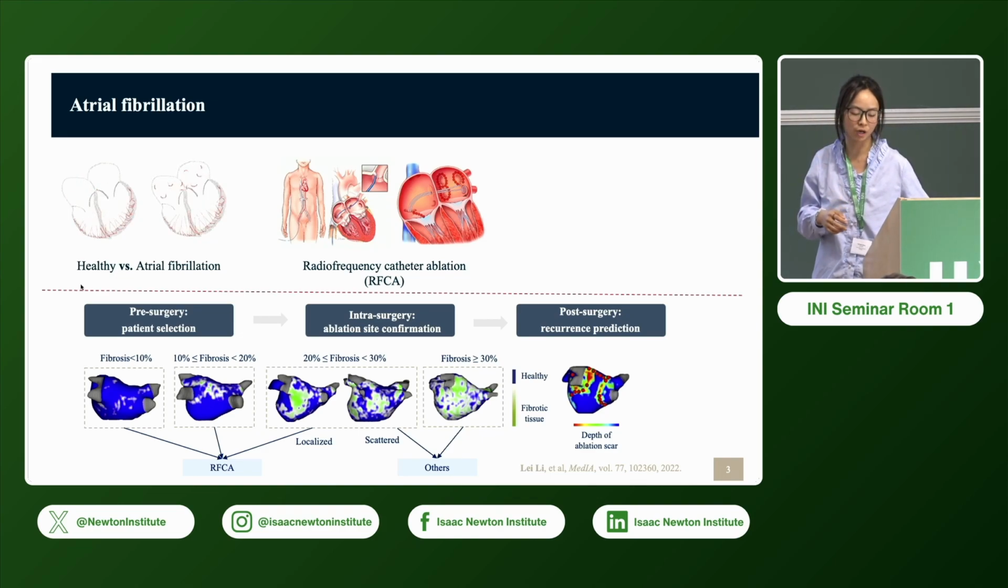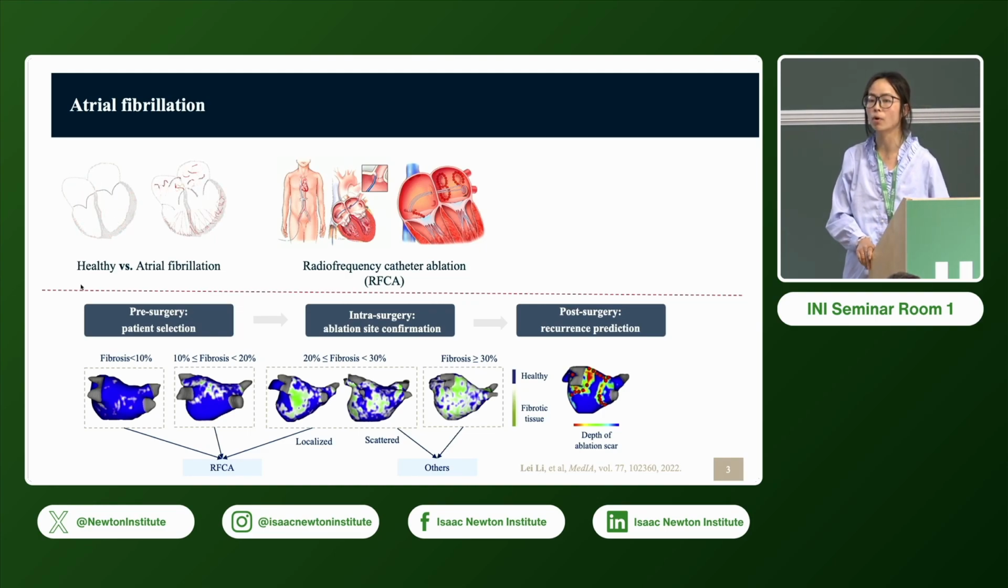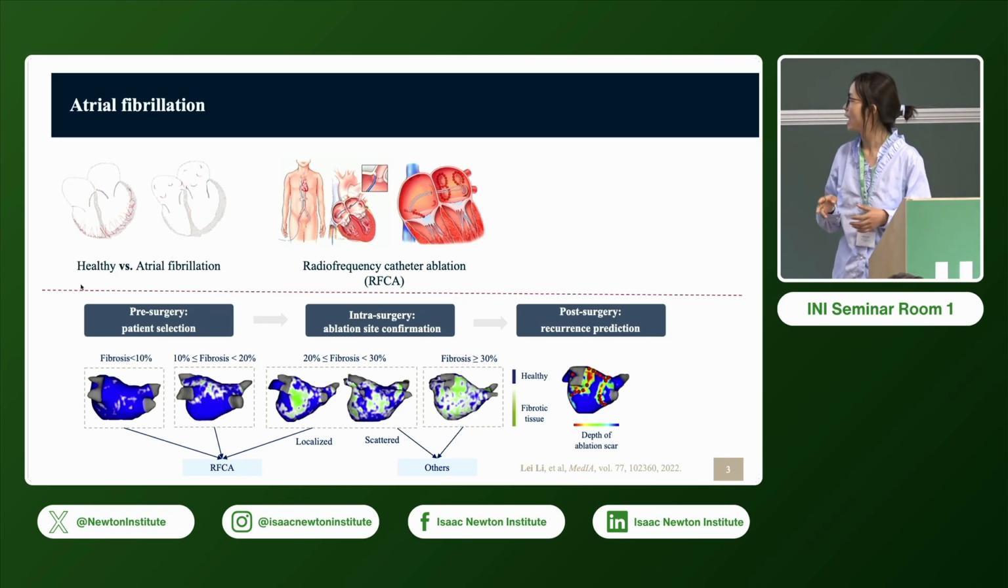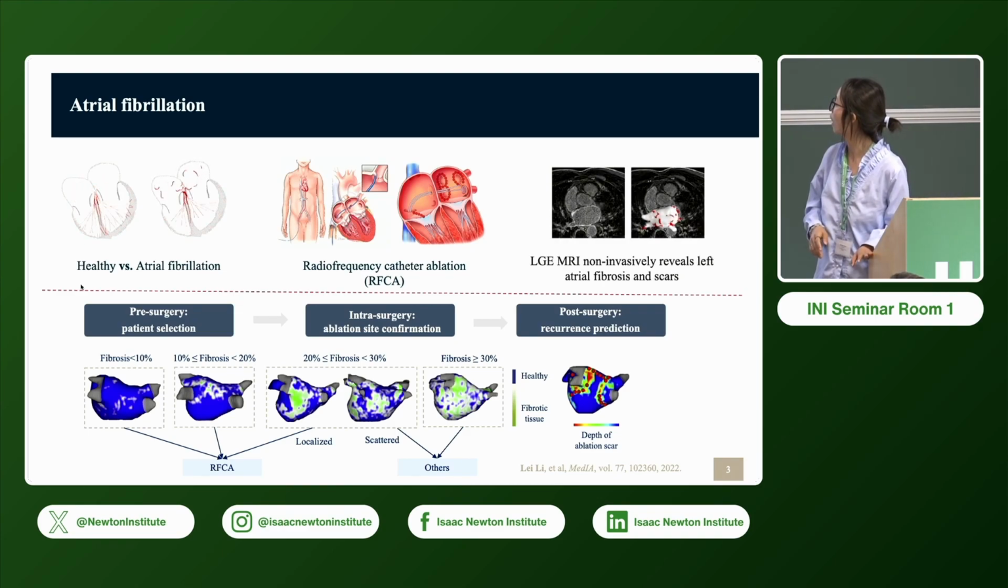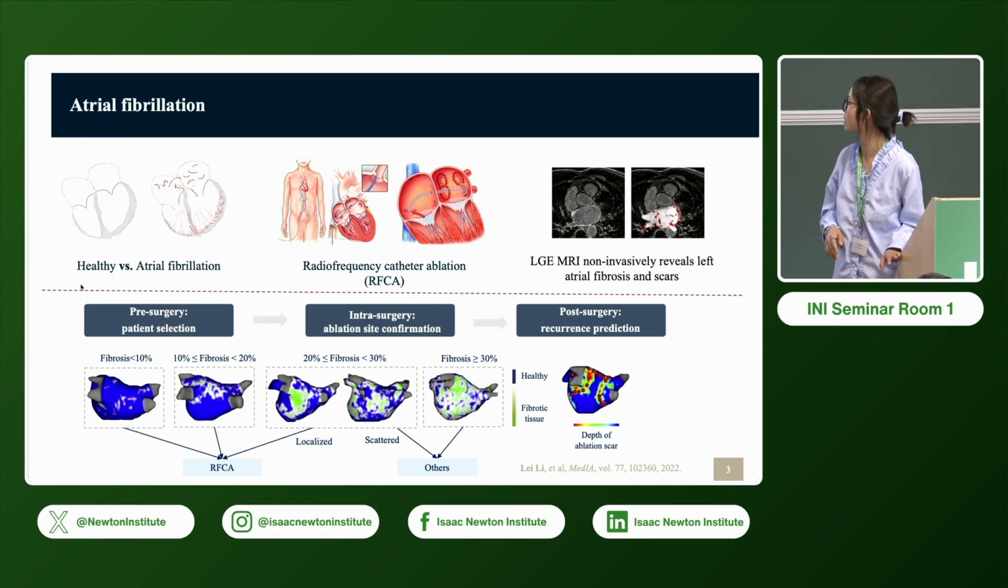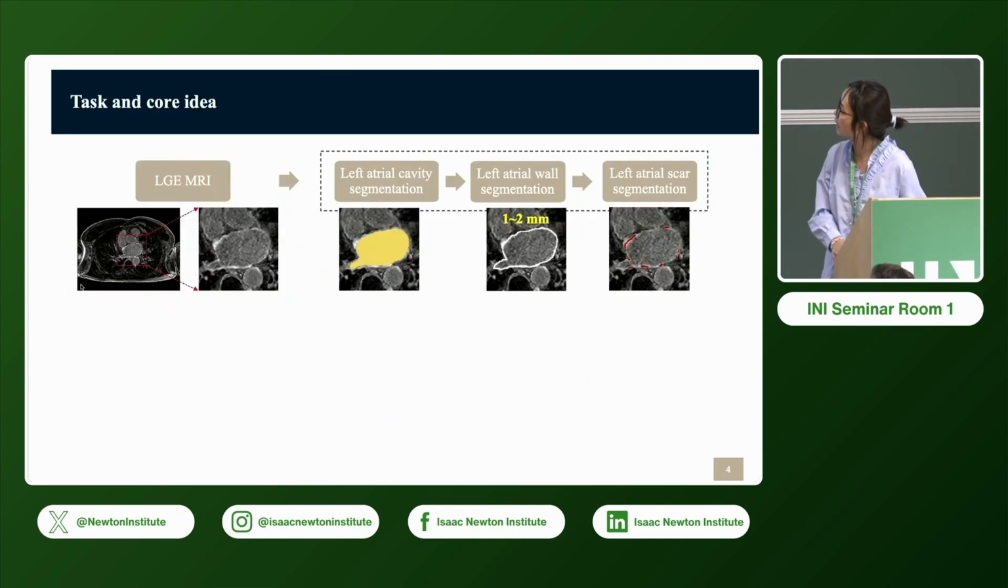Atrial fibrillation is the most common cardiac arrhythmia, and to improve the treatment outcome, it's very important to know the distribution of scar within the atrial surface. To achieve this, we need to employ image data like LGE-MRI to do automatic segmentation and reconstruction of the geometry. During my PhD, I spent many years working on this. The general pipeline starts from the cavity segmentation, then wall segmentation, and finally scar segmentation. It's like a coarse-to-fine procedure.